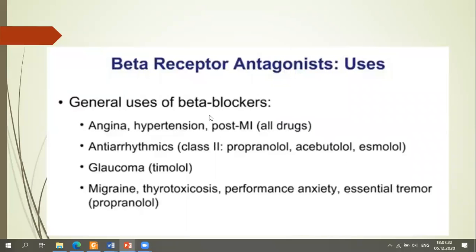Now, general uses of beta blockers: angina, hypertension, post myocardial infarct. All drugs of antagonists are used for these treatments. Antiarrhythmics, and this is class 2: propranolol, acebutolol, esmolol. For glaucoma, timolol is used. For migraine, thyrotoxicosis, performance anxiety, and essential tremor, propranolol is used.